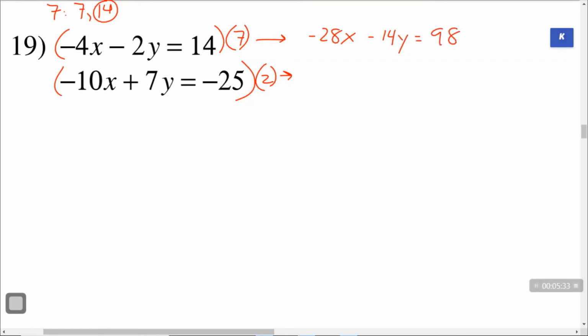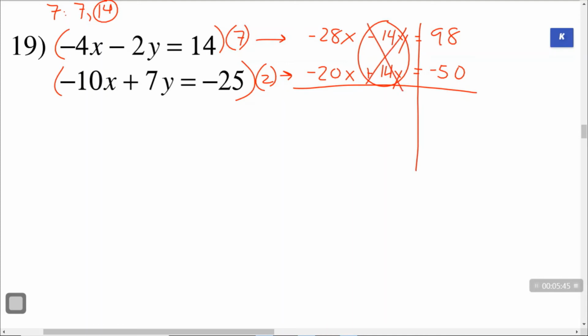Now multiply by 2, so I get negative 20x. I get positive 14y. That's what I was looking for, those two right there. Make sure they cancel each other out. And negative 50. Line up my equal signs. Those will eliminate as planned. And I get negative 48x equals 48.